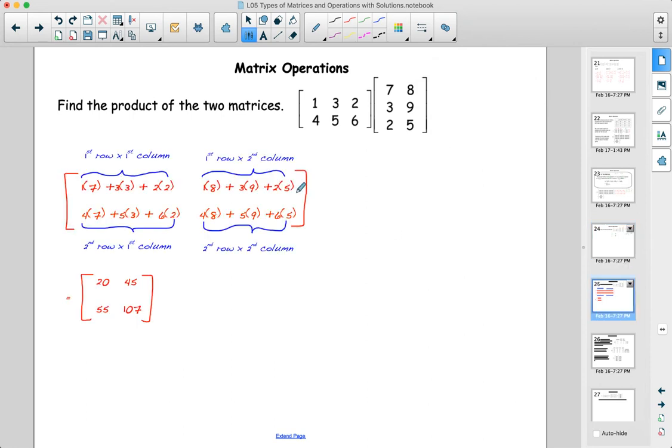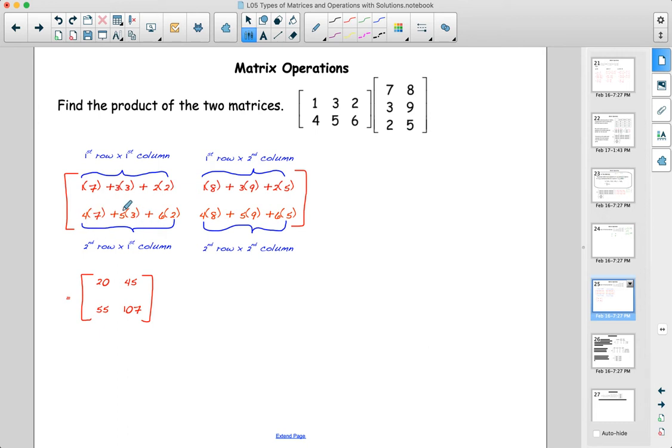Right, resuming to take this up, and again showing you first row by first column. So 1 times 7 plus 3 times 3 plus 2 times 2. This one here is first row, second column. So row 1 by column 2, 1 times 8 plus 3 times 9 plus 2 times 5.